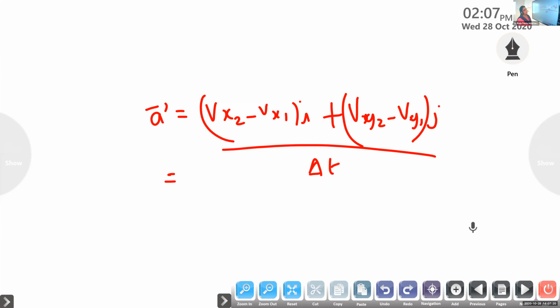Ma'am, there's a change from what you gave earlier. What change? Earlier it was x2 minus x1, correct? Now it is velocity, because acceleration is equal to change in velocity by delta t. It is the same only. There's no change.